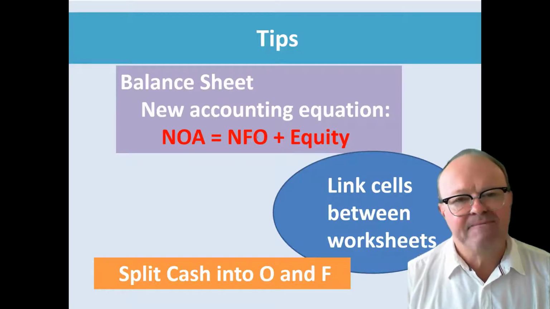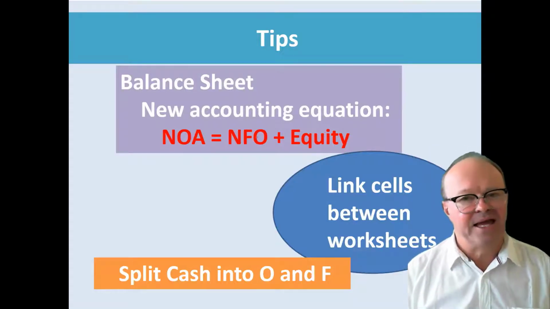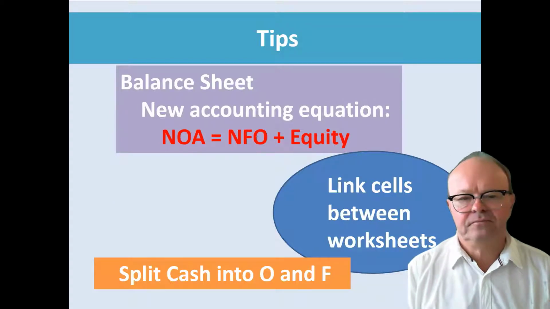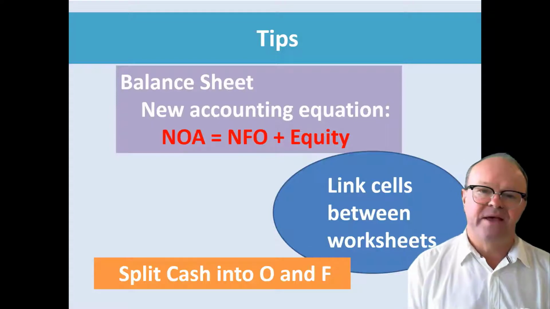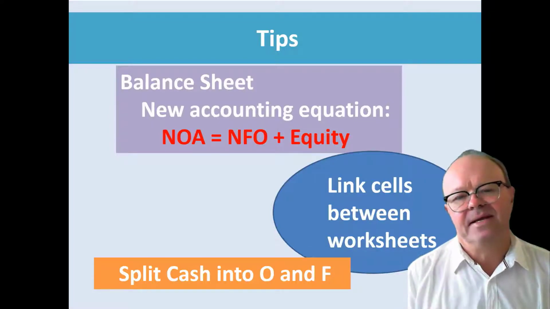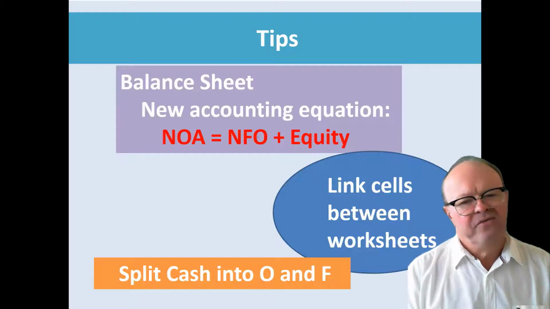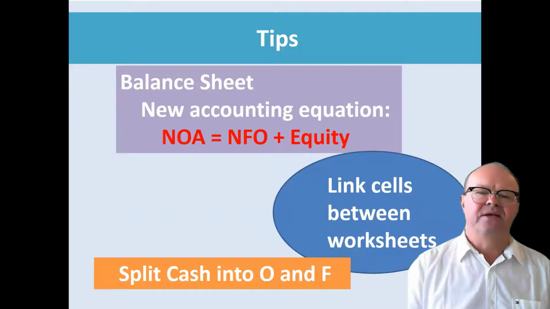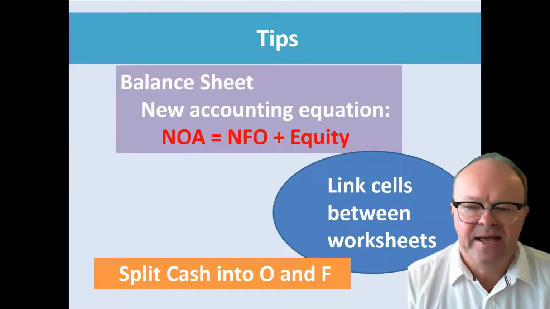Usually our firm has more financial obligations than financial assets, and so we'll have net financial obligations. Some firms may have more financial assets. Your firm may have a lot of cash, which is a financial asset, and you may have very little borrowings. So some firms have net financial assets, but many have net financial obligations, and then we have equity. So for many people, they'll set it out: net operating assets equals net financial obligations plus equity. That's the new accounting equation that we have in the balance sheet.